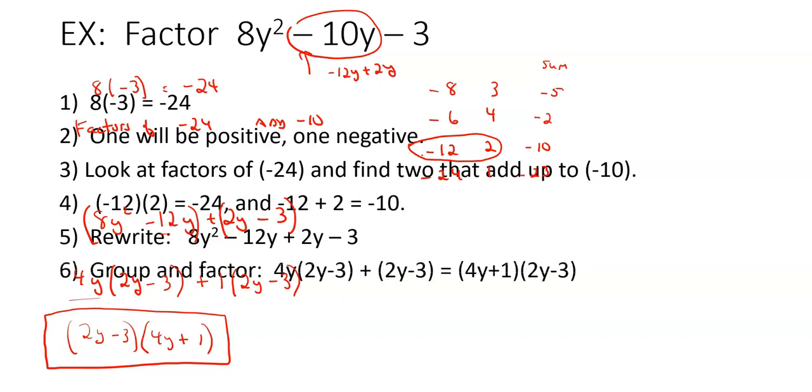All right, the PowerPoint just runs you through it, and we get the same answer. Okay, it's in a different order, but multiplication is what we call commutative. It doesn't matter what order it's in. So I could do 4y plus 1 times 2y minus 3, same answer.